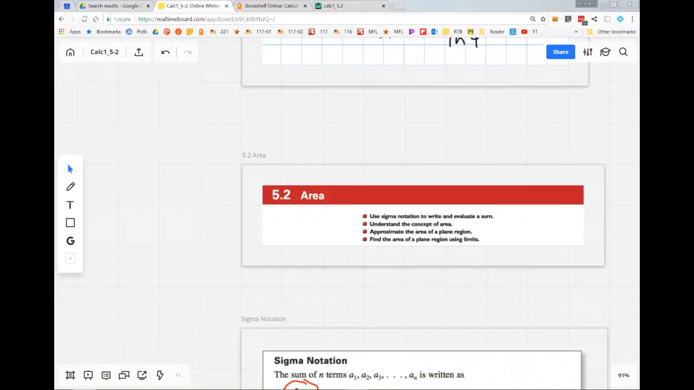So last time we did this reverse derivative process called antiderivatives, and you had a relatively short assignment. Are there any questions on the assignment? On any of the problems from lesson 5.1. Number 9, okay?